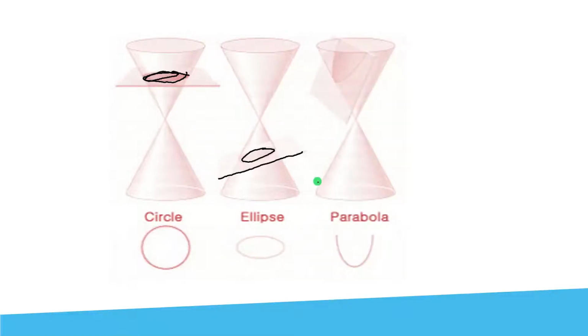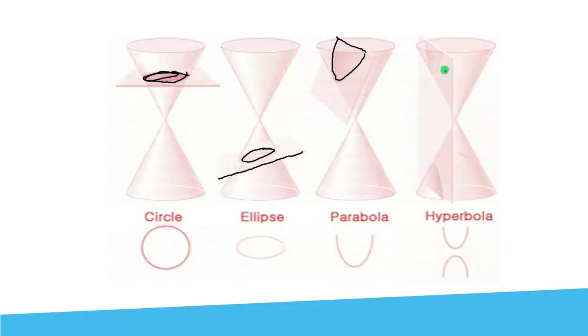When you take a section from the base of a cone to its lateral side, you will form a parabola. And if you take a section vertically through two cones, you will have a hyperbola.